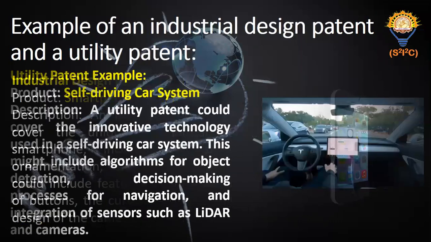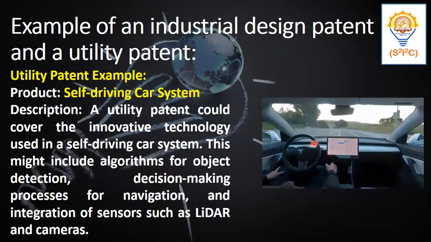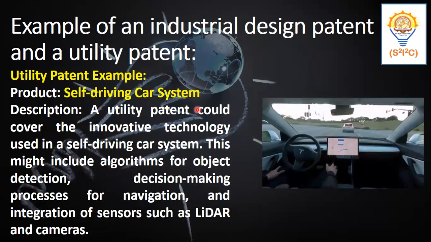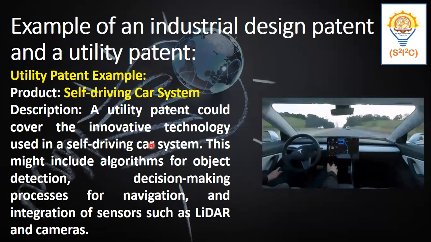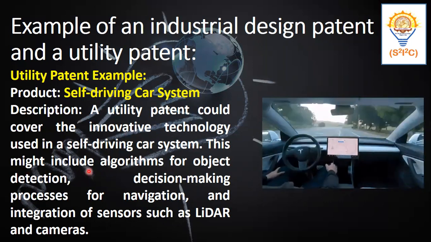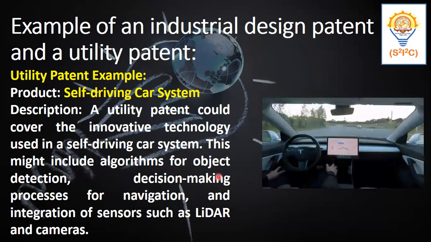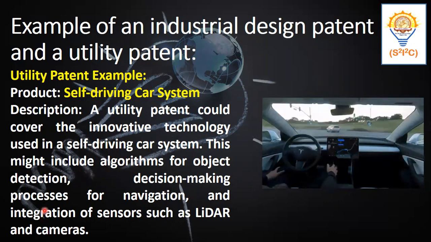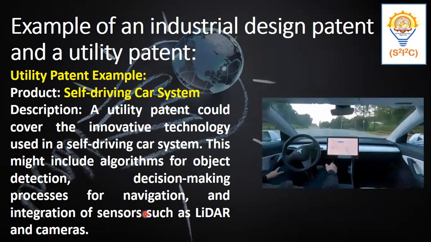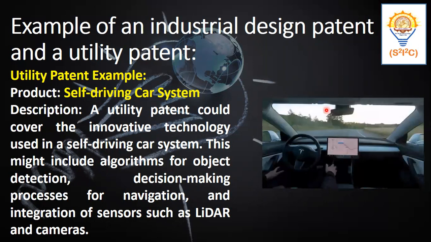Then, what is the example for the utility patent? Now, everyone knows this is a Tesla automatic car, the self-driving car system. In the utility patent, innovative technology is used for the self-driving system. This might include algorithms, that is software, and hardware used for object detection, decision-making process, navigation, and the integration of sensors such as lidar and camera. This is an example under the utility patent.